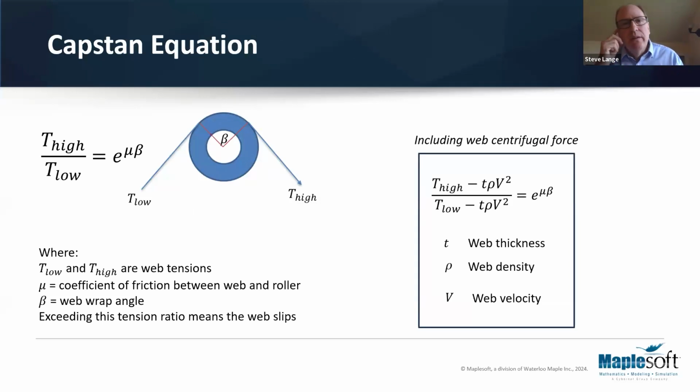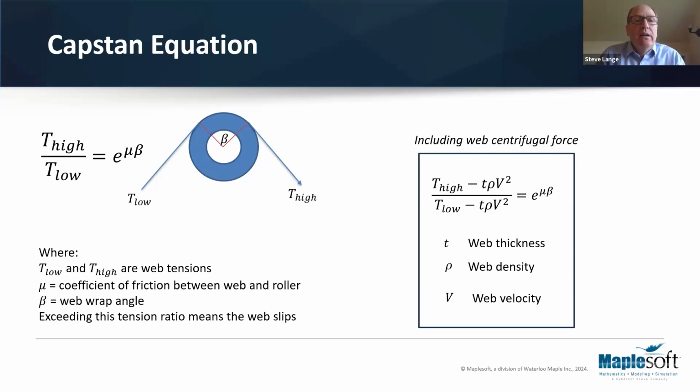So let's first talk about the capstan equation and the concept of traction. So this is a well-known equation. It's also called the band brake equation or the belt equation. It basically says this is the tension ratio you can have around a roller without losing traction. And it's e to the mu beta in this case. You'll sometimes see beta denoted as theta or any other Greek letter you choose.